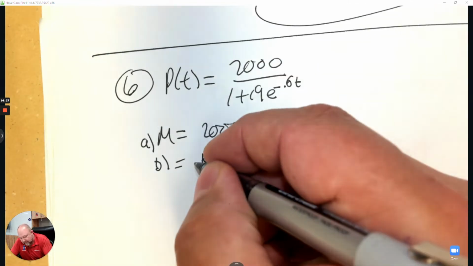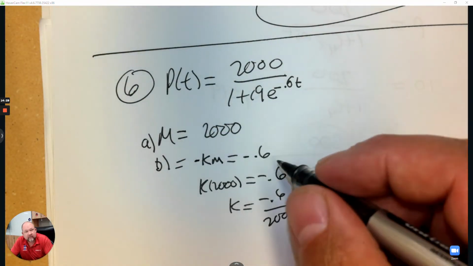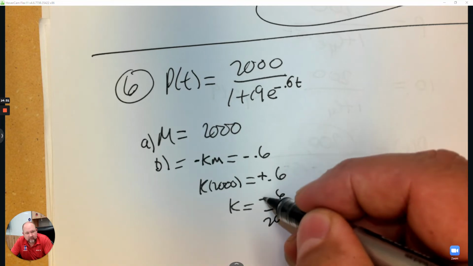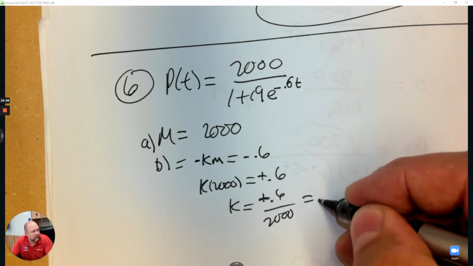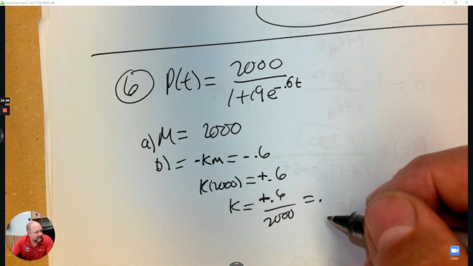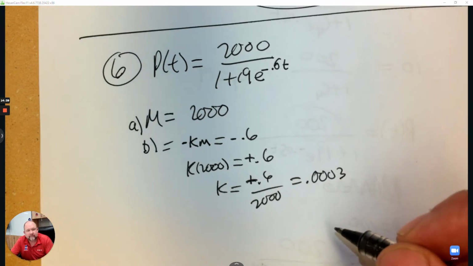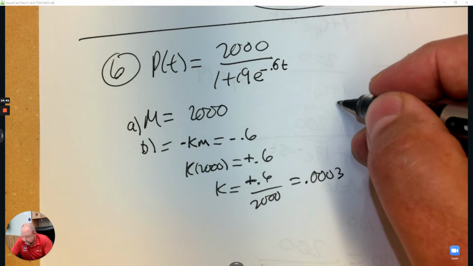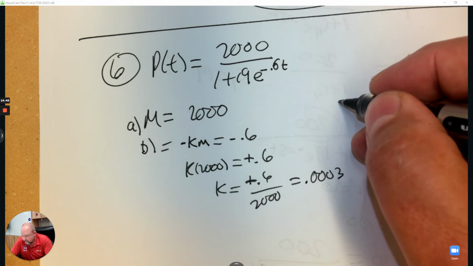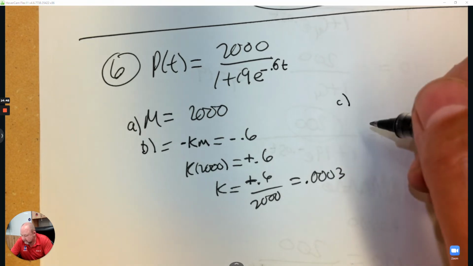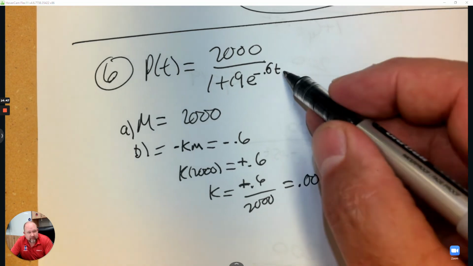Oh, that's true. It needs the negative with it. So negative, that makes this positive. And that gives you 0.0003 if you use your calculator. Part C, find the initial population. So for that, I plug in 0.